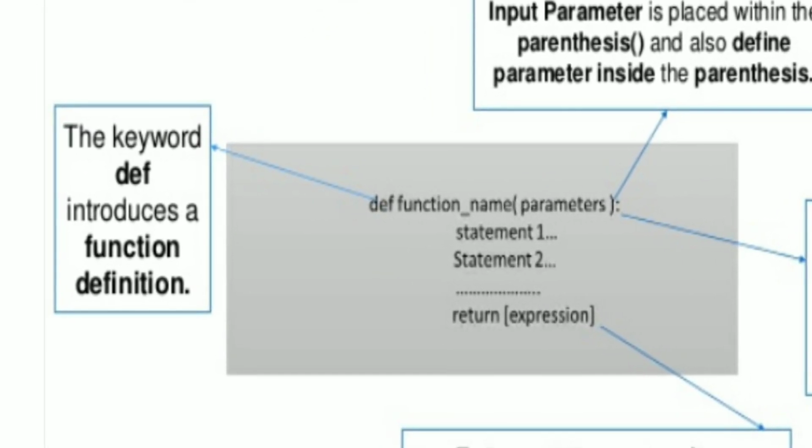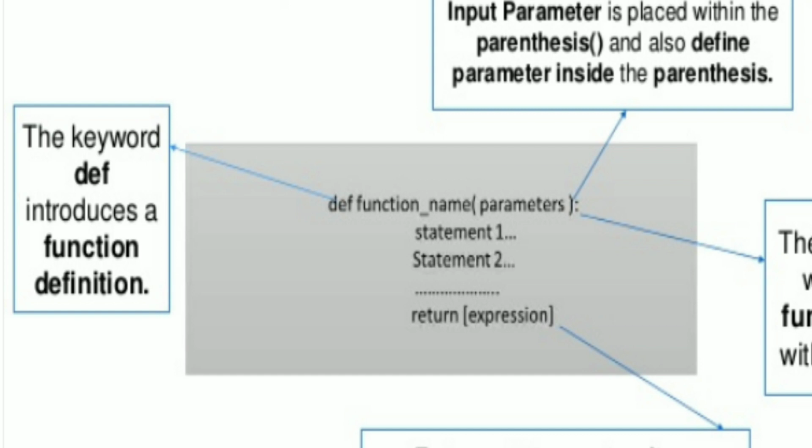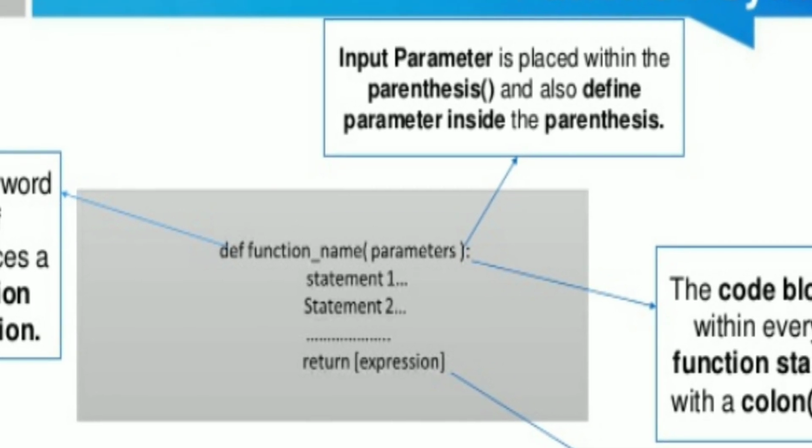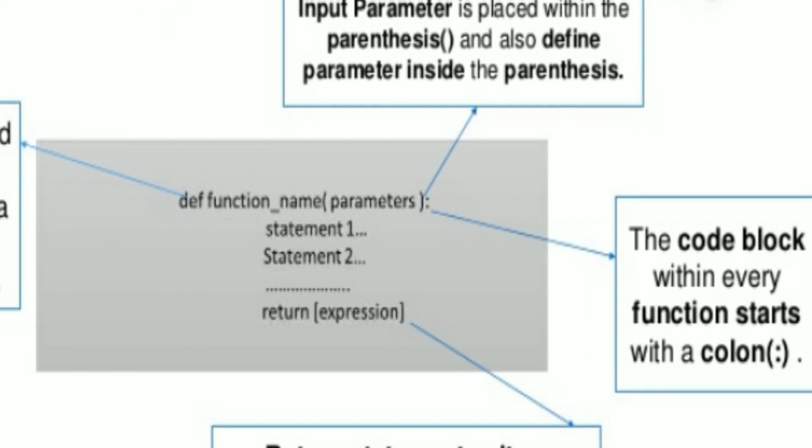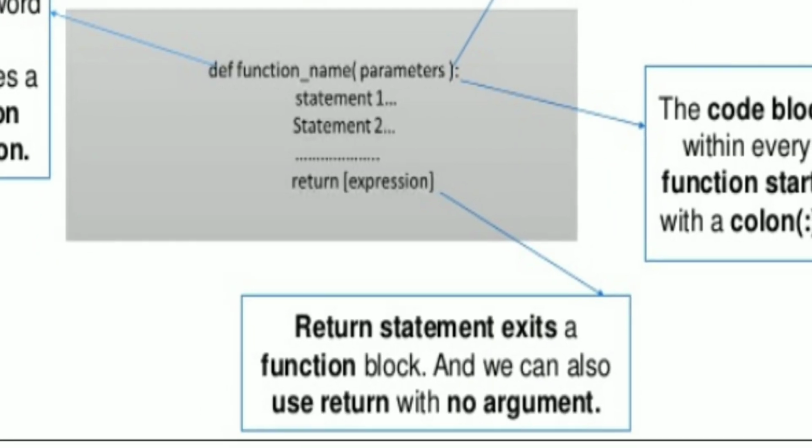The keyword def introduces a function definition. Input parameters are placed within the parentheses, and we also define parameters inside the parentheses. Colon: the code block within every function starts with a colon. The return statement exits a function block, and we can also use return with no argument.